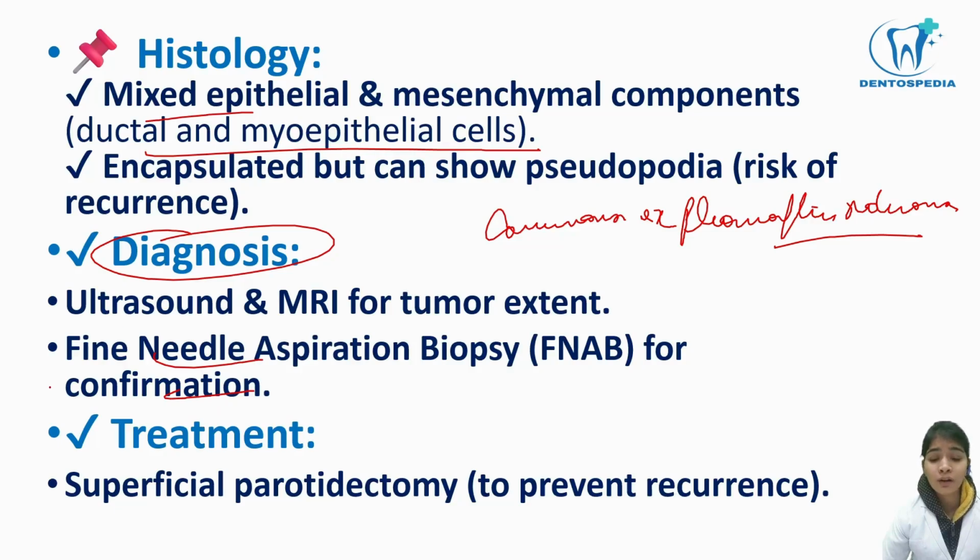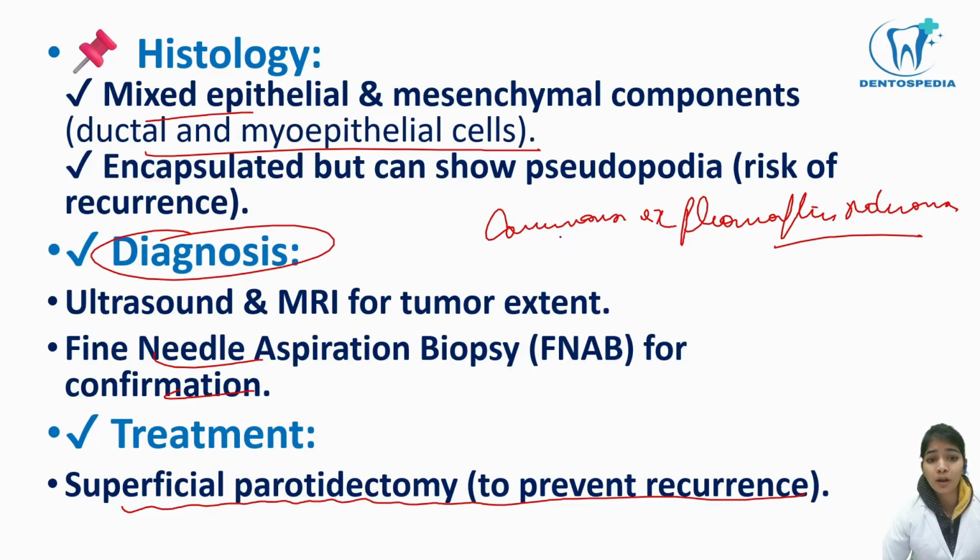So now what will be the treatment? So there will be superficial parotidectomy. Understood? Superficial parotidectomy to prevent the recurrence. Now the entire tumor is removed with the margin and the facial nerve is preserved and it prevents recurrence. So simple enucleation is avoided. Why? Because there is a risk of recurrence.